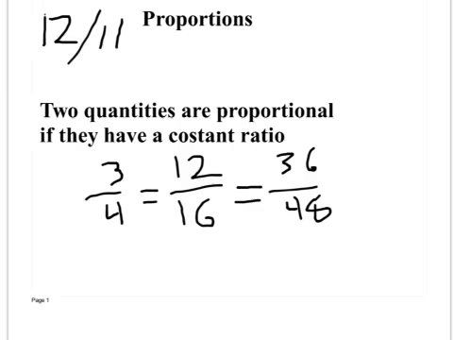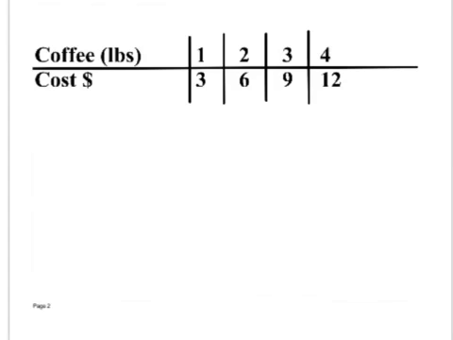Why? Because 36/48 breaks down to 3/4. 12/16 reduces to 3/4. That means they're proportional. Write this chart down. I've combined two lessons. The first lesson asks to determine if they are proportional.